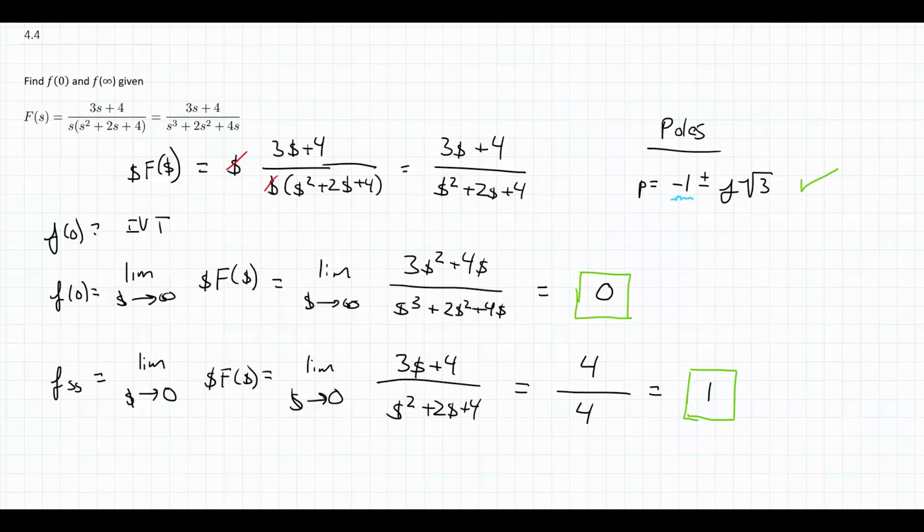So f of t is going to start at 0, and eventually it's going to take a value of 1, and it's going to do something in between, which this doesn't tell us. In Unit 2, we're going to get that information. It's going to be really important to know the poles of this system, because the poles are going to tell us what's happening between the initial value and the final value. But more of that in Unit 2.